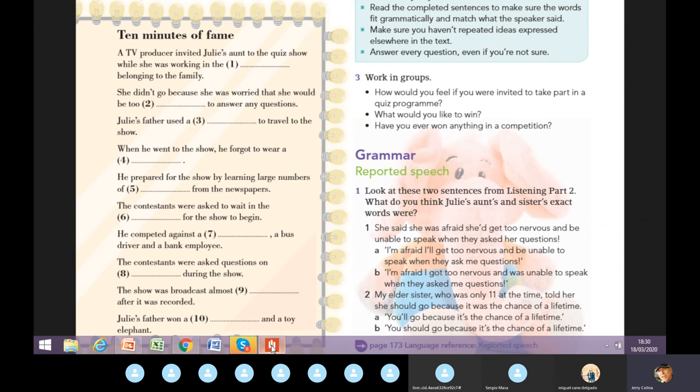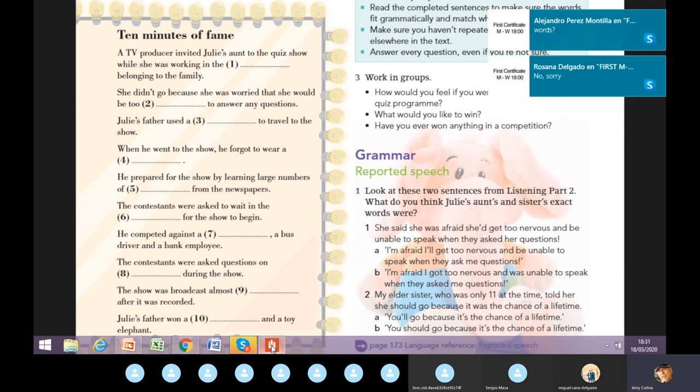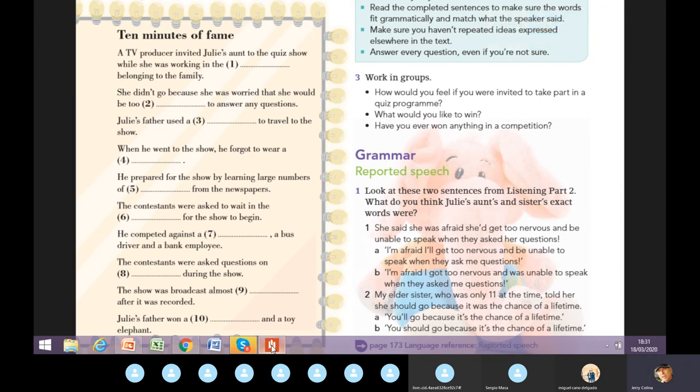He prepared for the show by learning large numbers of blank from the newspaper. Learning large numbers of what? Maybe this was difficult. Does any one of you have an answer for number five? Words? No, it's not words. Nobody. Well, yes, Mike, very good. Trivial facts.